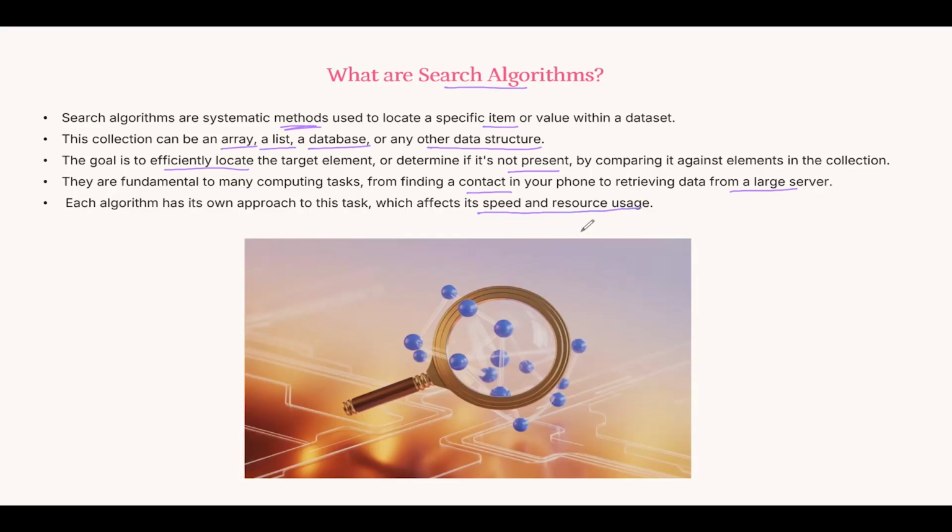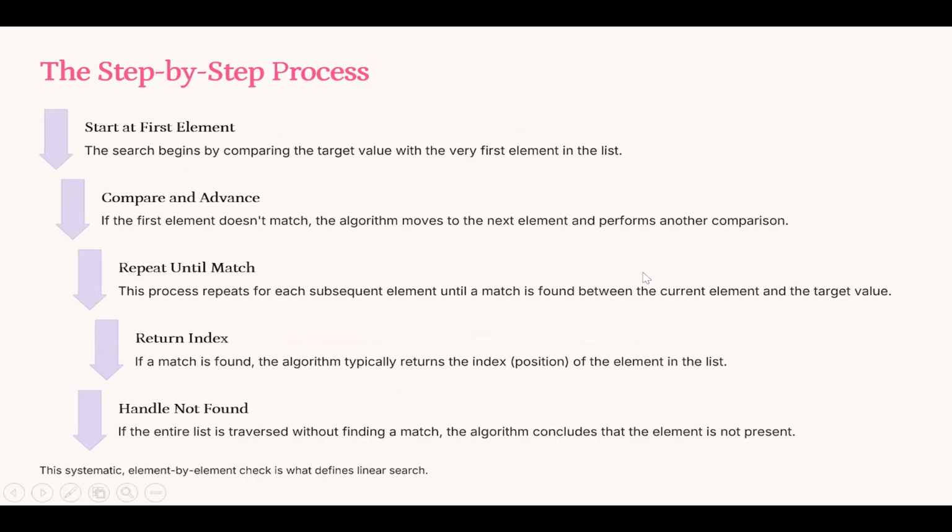Now, whenever we are looking for a particular element, there can be different ways in which we are looking. That is what we will be learning in today's session and coming sessions. In today's session, we will be learning a very basic one, which is linear search. If I have to search for an element in a linear fashion, how am I going to do that? Let us see the step by step process.